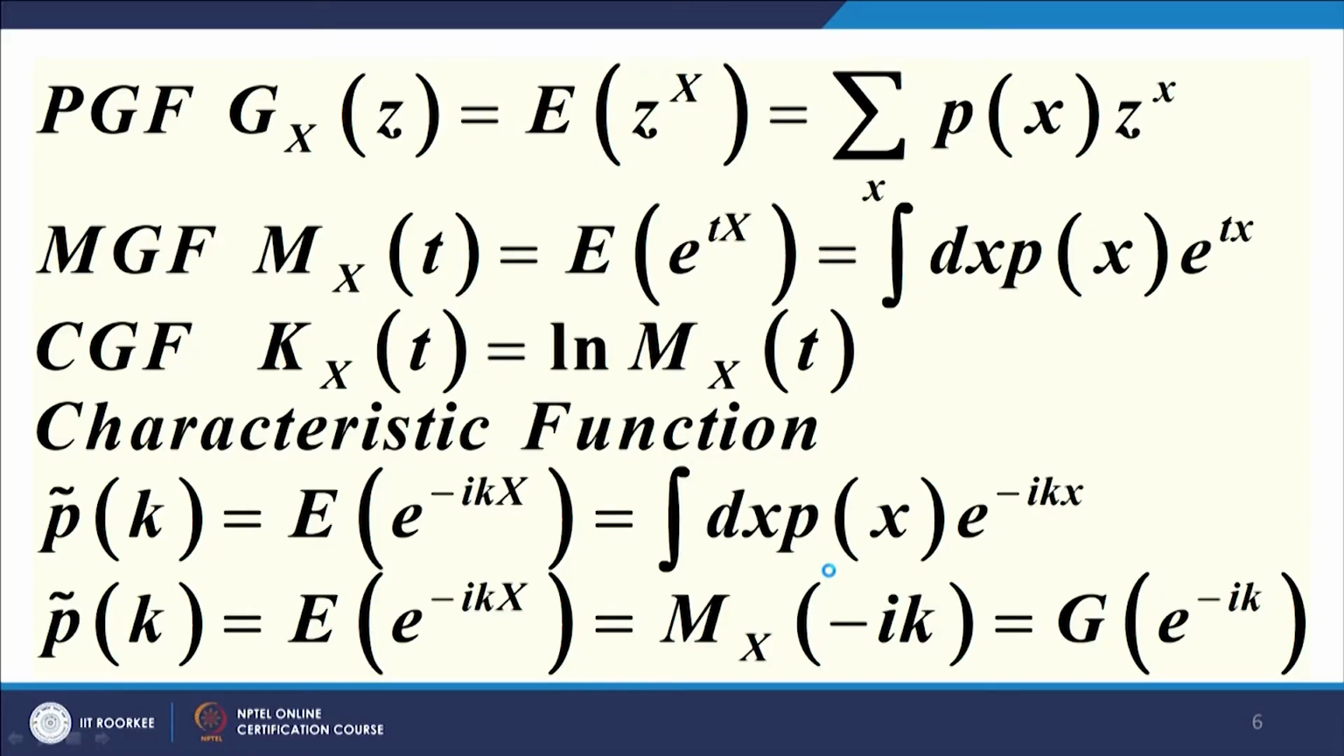I repeat, the cumulant generating function of x plus y, where x and y are independent random variables, is equal to the sum of the cumulant generating function of x and the cumulant generating function of y. So this is a summary of what we have discussed so far: the probability generating function, the moment generating function, the cumulant generating function, the characteristic function. All these are there on the slide for the purpose of reference.